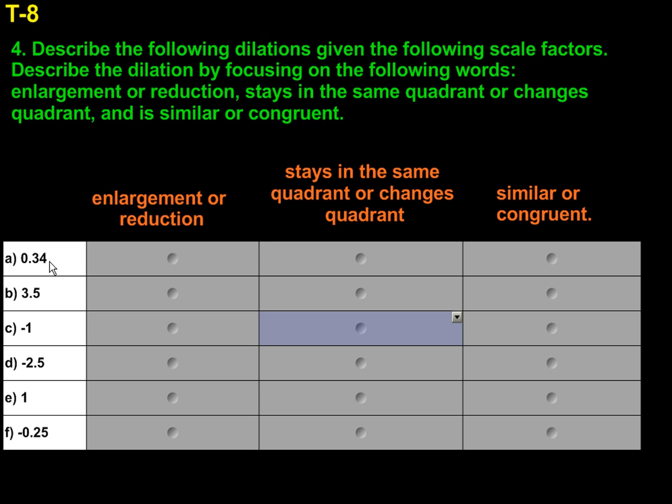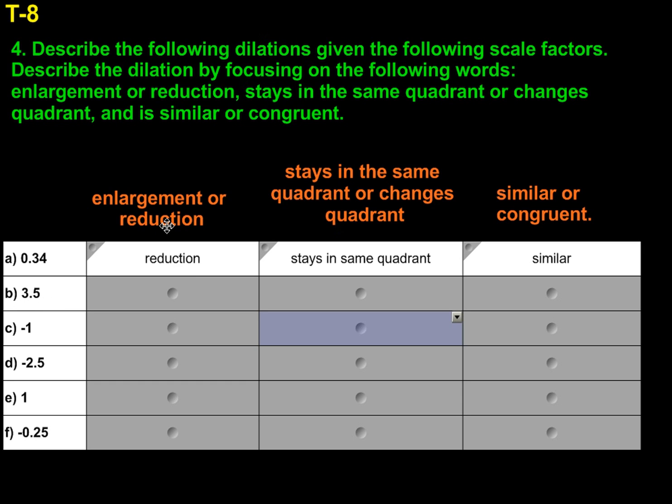So we have a scale factor of 0.34. Well, it's smaller than 1 but larger than 0, so that indicates it should be a reduction. Does it stay in the same quadrant or does it change quadrant? Well, it's a positive number, so it should stay in the same quadrant. Is it similar or congruent? Well, the only way it can be congruent is if it's a 1. And since this is not an exact 1, it has to just be similar. Plus, it's a reduction, so we've made it smaller. It couldn't be congruent.